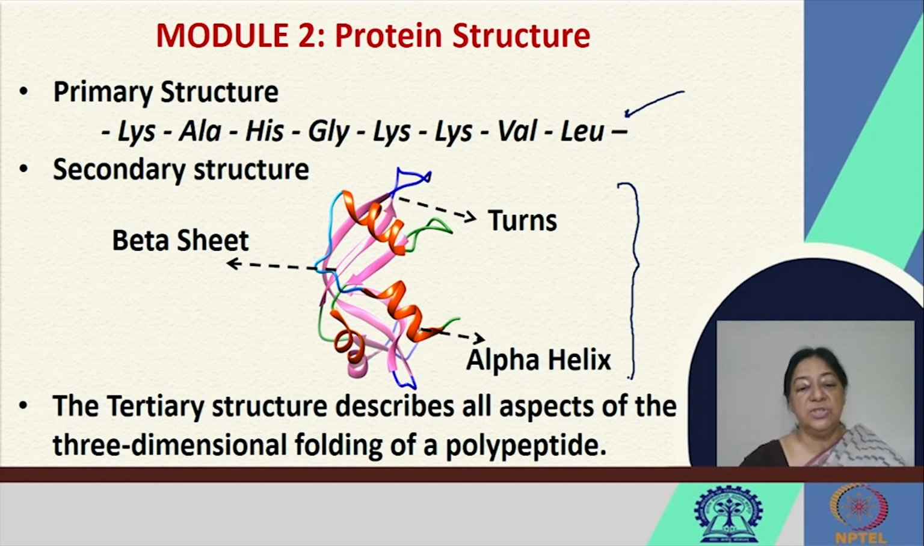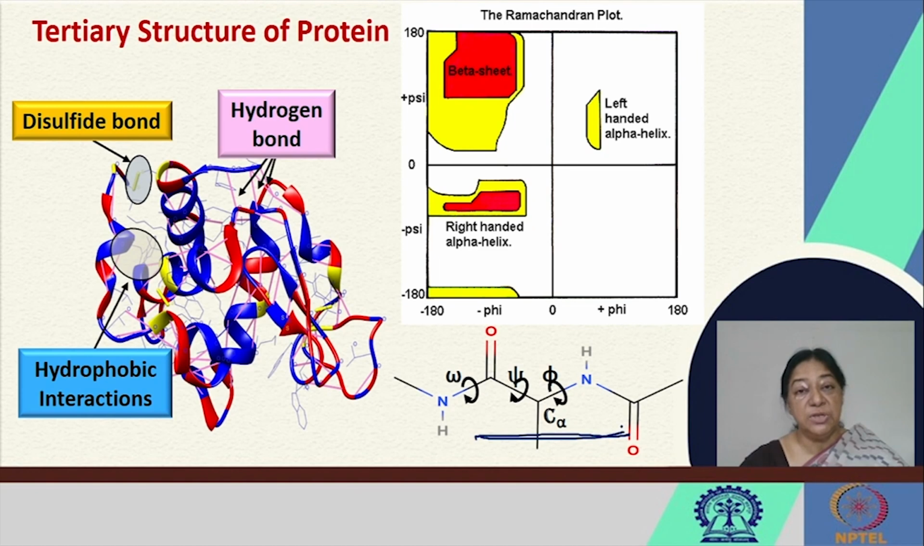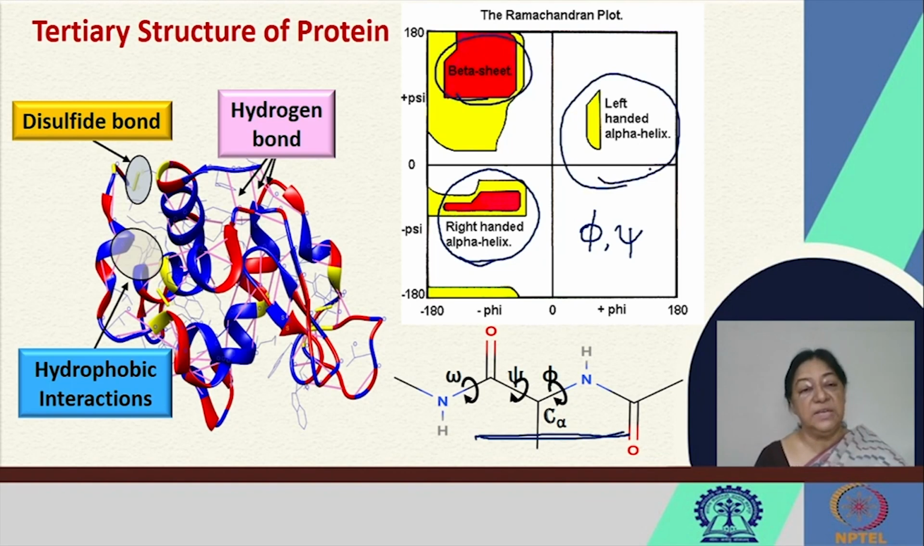The tertiary structure describes all the aspects of the three-dimensional folding of a polypeptide and the specific interactions that were observed. The specific interactions involved the geometry in terms of the rotations about the single bonds, giving us the Ramachandran plot that gave us an idea of the location of the specific phi psi angles, where we could identify regions of the alpha helix, the beta sheet, and the left-handed alpha helix.